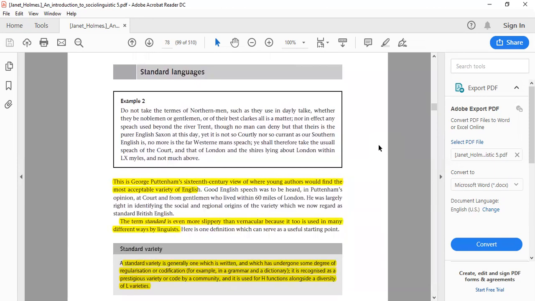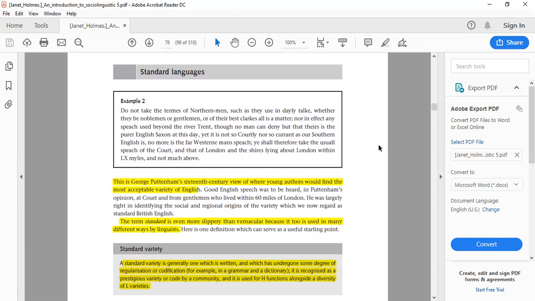Can anyone please tell me what a standard language is? Yes, please. The language that is used in newspapers and on television. Yes, anyone else? The variety which has gone through the standardization process, which is codified, and which enjoys an official status, which is used in the media, courts, and as a medium of instruction in educational institutes. Yes, good. Then they have high variety status.